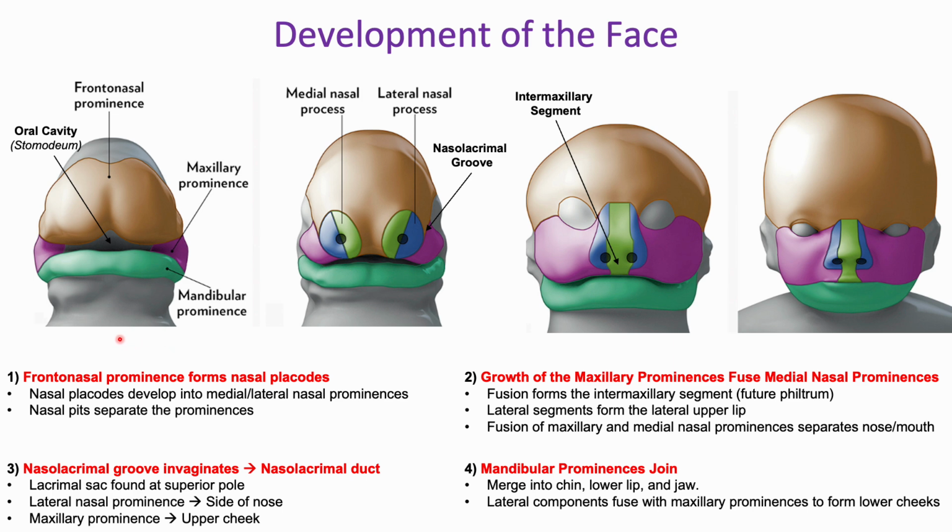All right, so this is a big overview of the development of the face. Big takeaways is that there's 5 facial prominences. The frontonasal prominence is going to give rise to the medial and lateral nasal processes. The medial nasal processes are eventually going to fuse in the midline, forming the intermaxillary segment, which is really going to give rise to the future nose. So now we have lateral segments as well as the nasal pits. And then that intermaxillary segment we'll see coming up in development of the palate as well in the future. So this is kind of the big overview for development of the face.